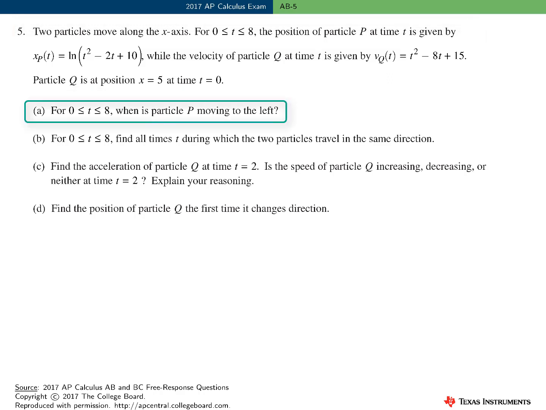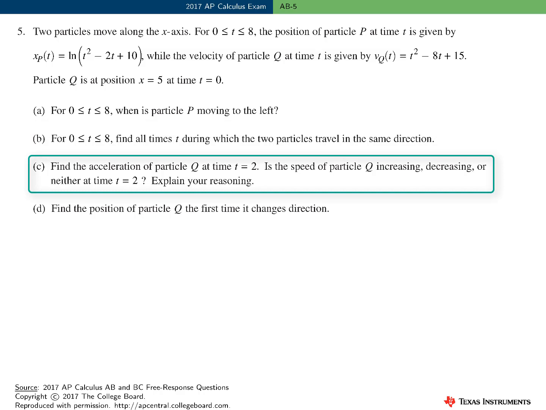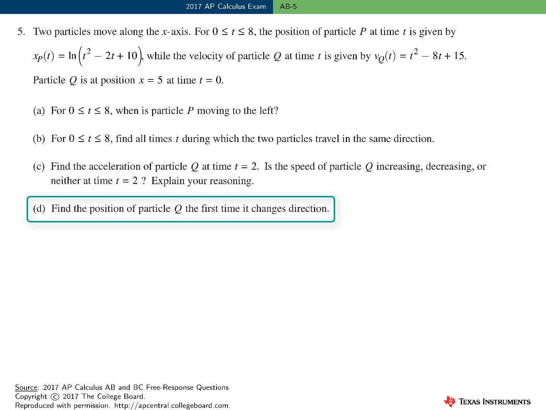In part A, we need to find the times at which particle p is moving to the left. And in B, we need to find all the times during which the two particles are traveling in the same direction. In part C, we need to find the acceleration of particle q at time t equal 2. And then we need to determine if the speed of particle q is increasing, decreasing, or neither at time t equal 2.